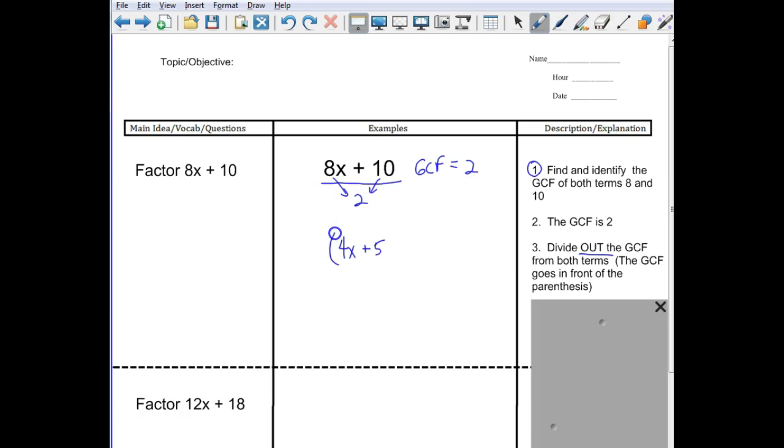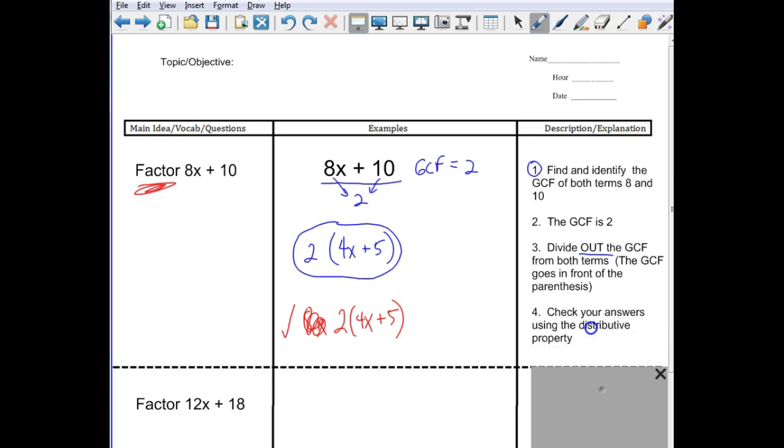Now what you do need to write is the greatest common factor in front of that with parentheses around it. This is the answer. This is the factored form of 8x plus 10. That's important that you understand that that is the answer. But what a smart person would do, in other words, what I'm telling you to do, is to take whatever answer you got.